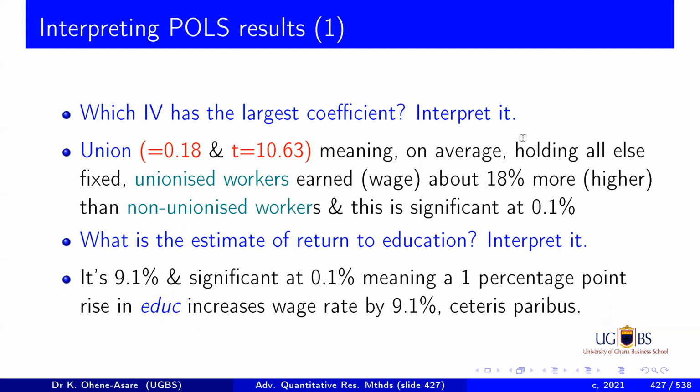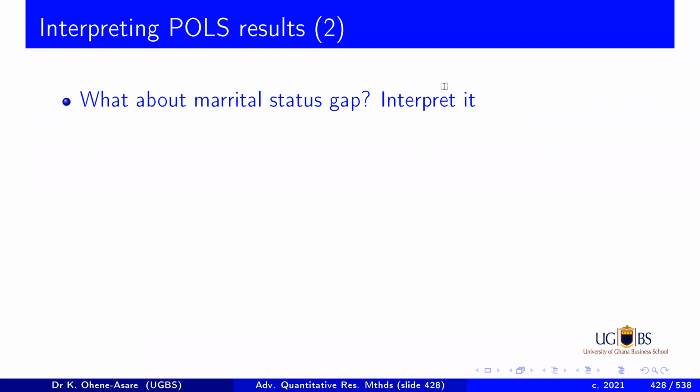It's a changing variable. It's a dynamic variable. It's not static. It's not a dummy. And so education is rising, but anytime it rises by 1%, then the wage rate is going to rise by 9.1%, all factors held constant. Interpretation is very important. You see some people making mistakes in some of the papers I give.